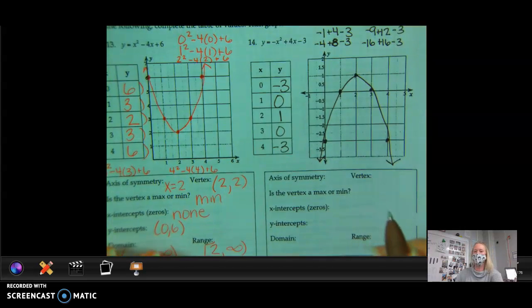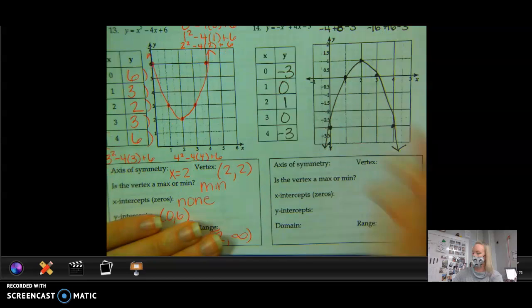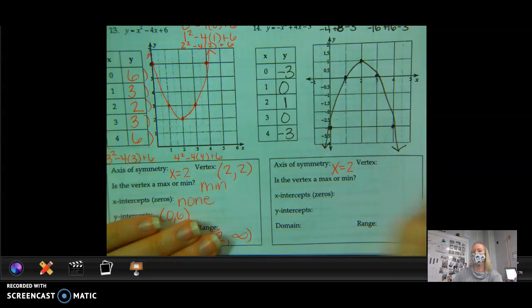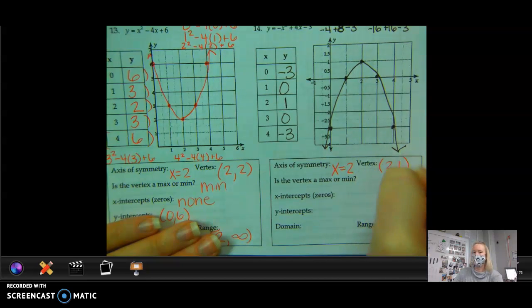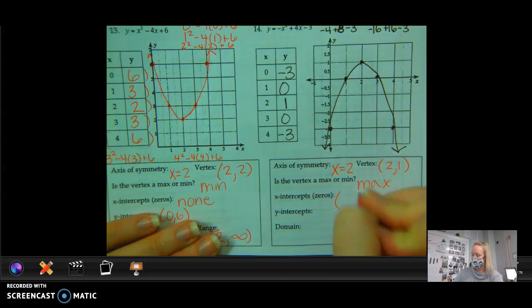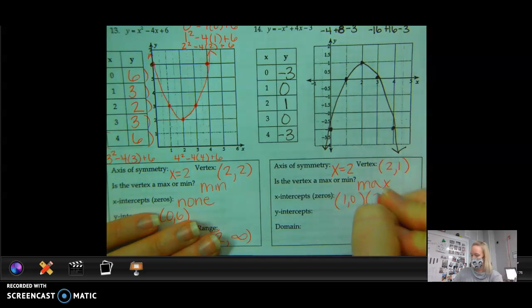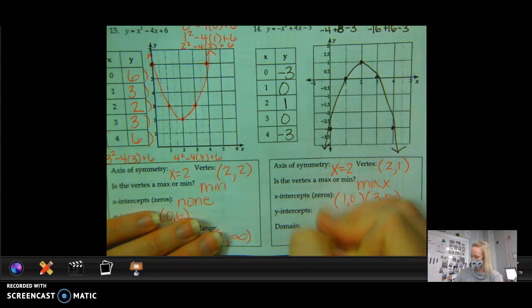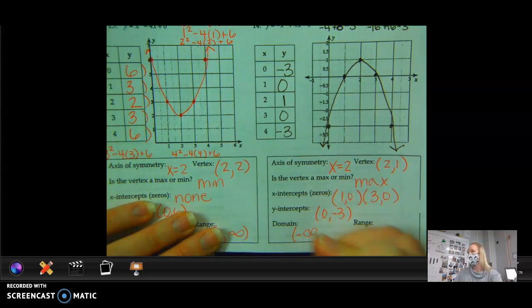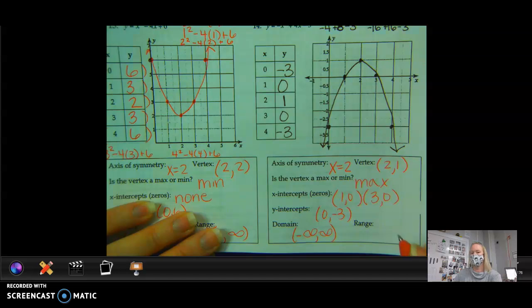All right, axis of symmetry. I'm going to have you do these. 2 minutes. X equals 2. Vertex is at what? Max or min? Awesome. X-intercepts are at what and what? And 3, 0, right? Y-intercept is at? Awesome. Domain. And range. Good job.